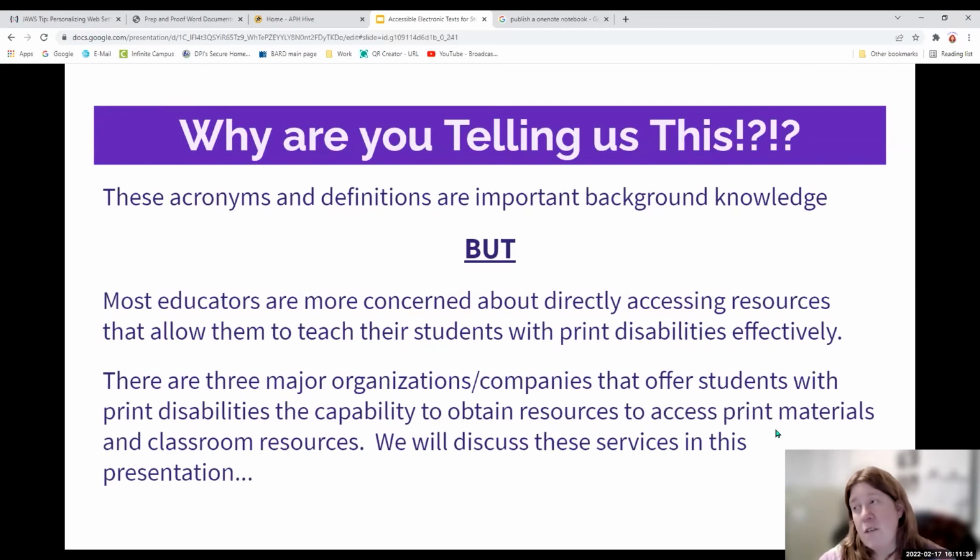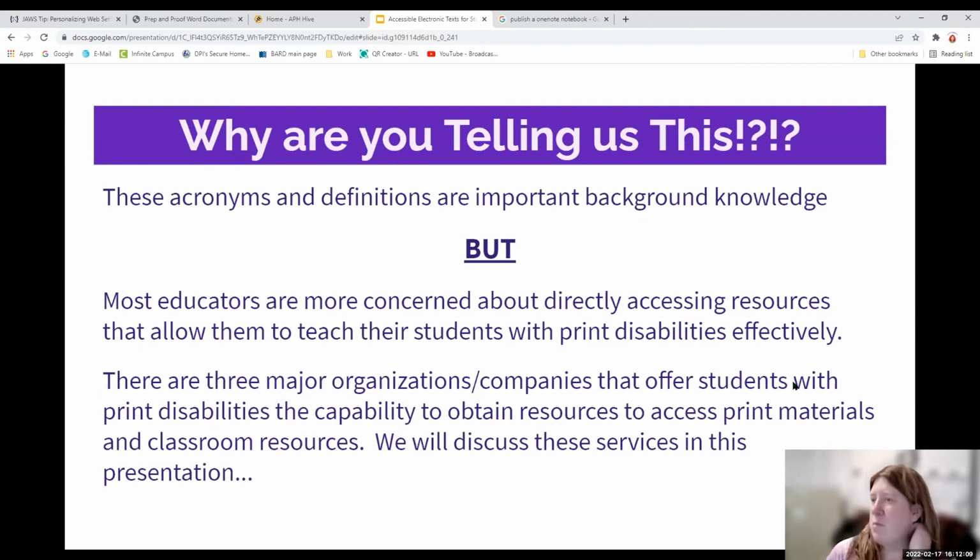So why am I telling you all of these acronyms? Well, the acronyms and definitions are really important information, and they're good background for you to have. But most educators are really more concerned about how do I get the materials that I need for my kids with print disabilities, and how do I do it in the most effective and logical way that I can. So we're going to talk about 3 places that offer resources to access printed materials and classroom resources. And we're going to talk about them in this presentation.